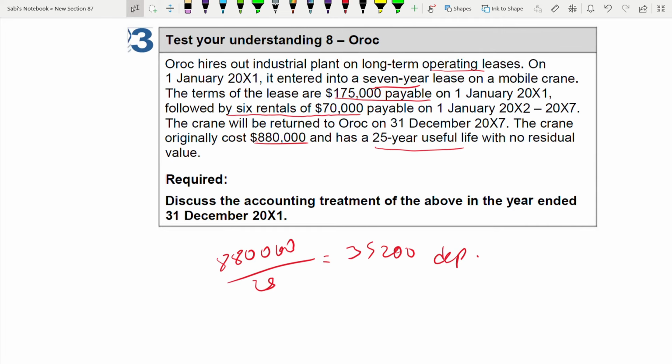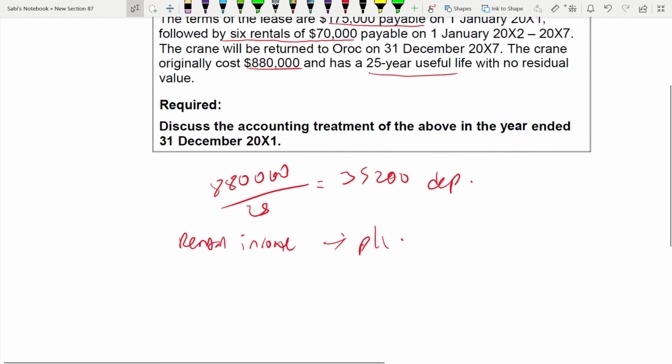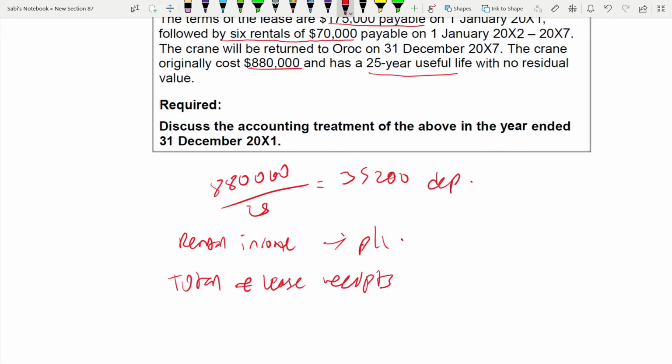Now, coming to the lease rental income. You have to recognize rental income because this is an operating lease. You are getting income from rents, no? So rental income, where will this go? P&L. It will be recognized in P&L on a straight line basis. So what is the total lease receipts? They are paying 175,000 in the first year, followed by 6 rentals, so 6 into 70,000. The total will be 595,000.